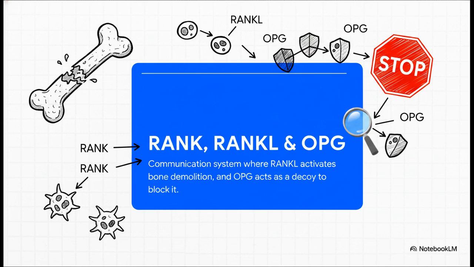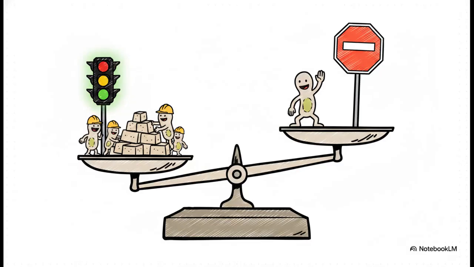But obviously, we don't want too much bone destroyed, right? So the body produces OPG. OPG acts as a clever decoy receptor. It grabs onto RANKL before it can ever reach the demolition crew, effectively blocking the signal and putting the brakes on bone breakdown. And this brilliantly illustrates how the body balances building and resting on the formation side, too.